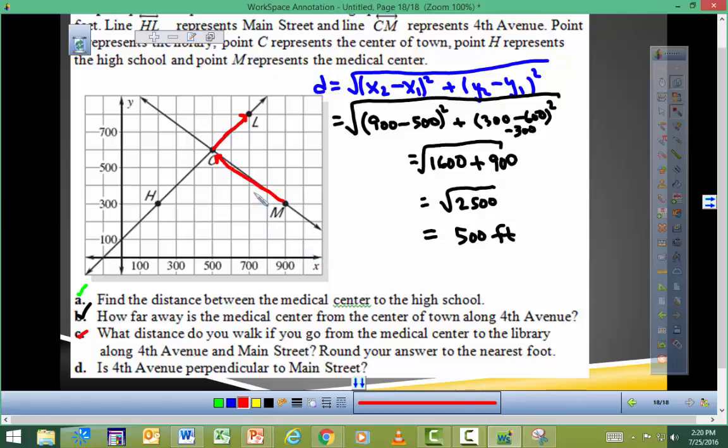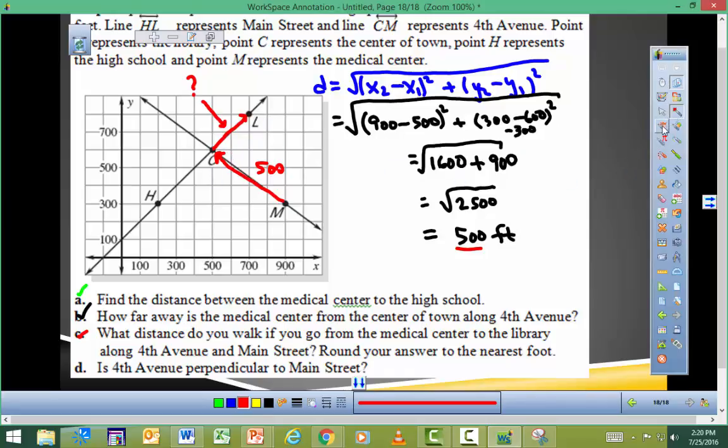Well, we already found out that this distance is 500 feet. Okay, that's what we just did from part B. What we need to figure out now is the distance from here to here. Because what happens here, let's see, what is the distance to walk from the medical center to the library along 4th Avenue and Main Street? Round your answer to the nearest split. Okay, so we're going this way first, and then we're going that way. That is the distance we need to find out now.